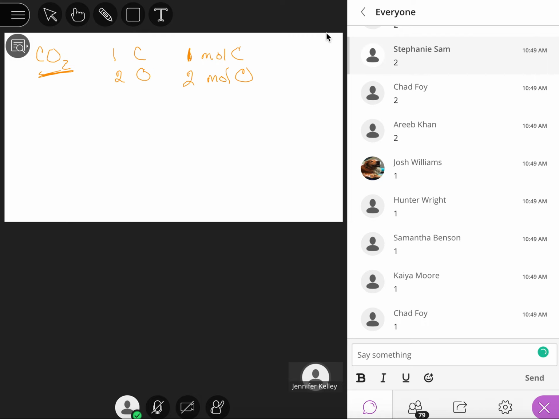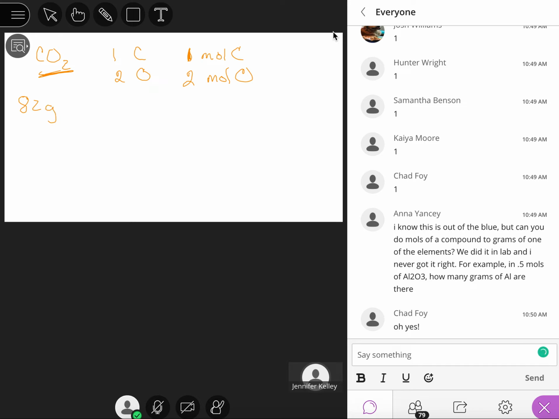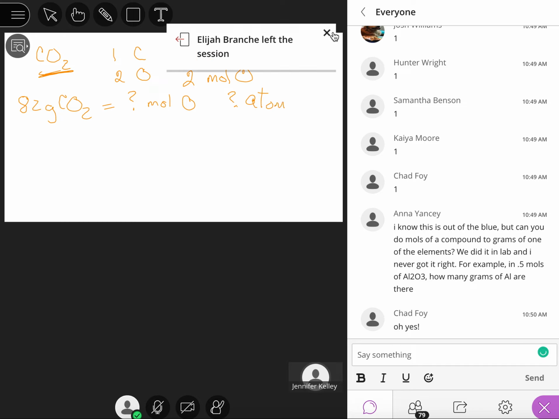So you can take the subscripts and figure out how many moles of carbon atoms there are, or how many moles of oxygen atoms there are. Let's start with grams. Let's say we have 82 grams of carbon dioxide, and I want to know how many moles of oxygen that is. And then once I figure that out, I want to know how many atoms of oxygen.